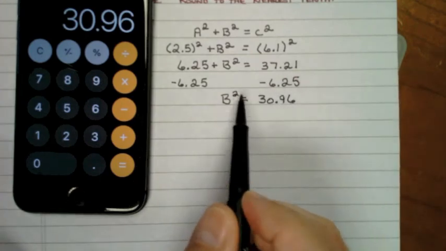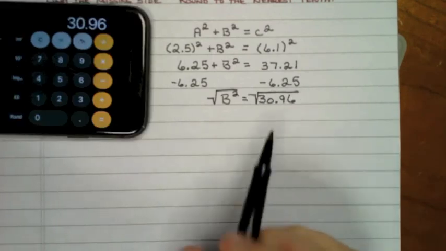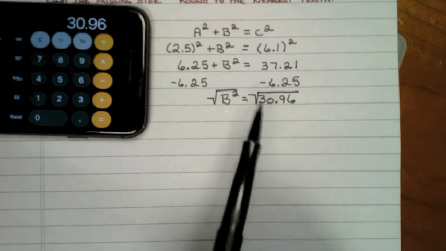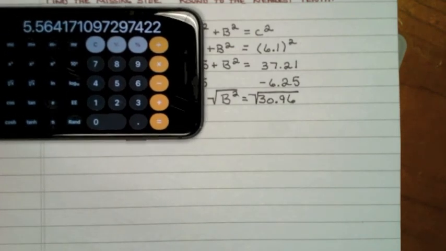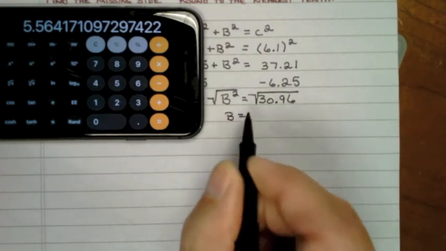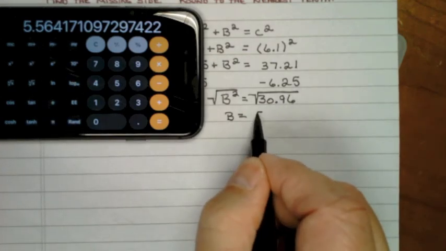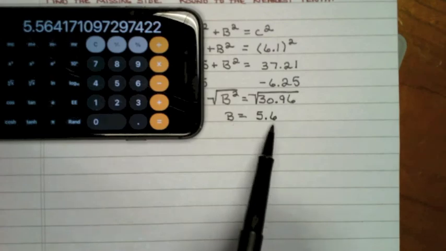The opposite of squaring something is taking the square root. I already have 30.96 in the calculator. I take the square root of it. And I need to round now to the nearest tenth. This number right here is telling me I need to round that up to 5.6. So save your rounding until the very end.